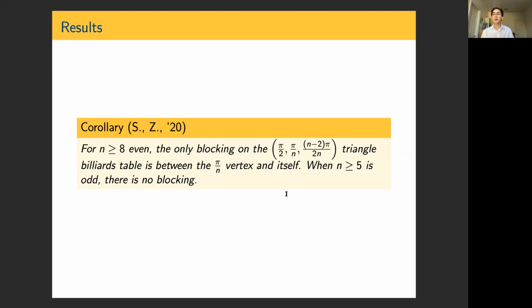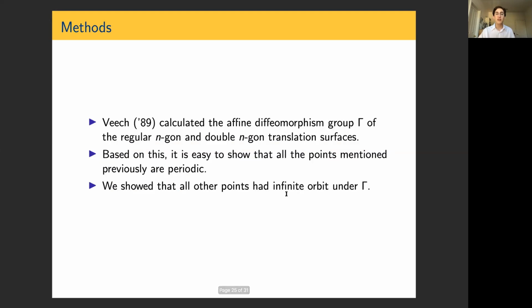Now, I'd like to say something about our methods. Veech calculated the affine diffeomorphism group gamma of the two translation surfaces. Based on this, it's easy to show that all the points that I mentioned previously are periodic points. Chris and I were able to show that all other points had infinite orbit under gamma and thus couldn't be periodic. This is hard because for any particular point, we have to exhibit some infinite orbit under the group gamma.